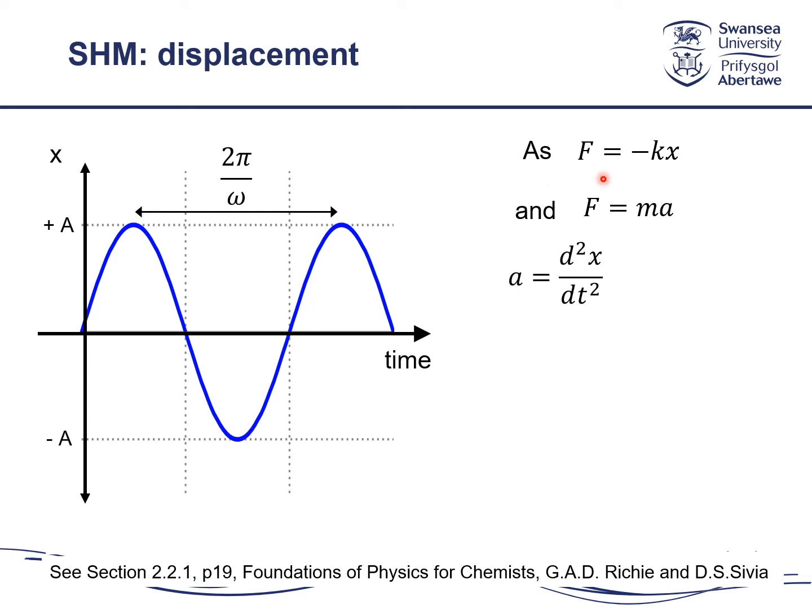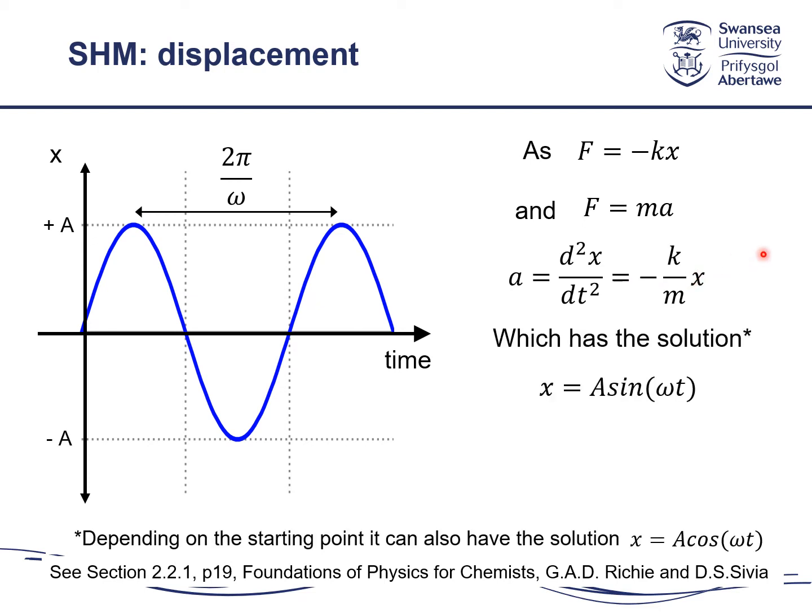As we've defined, force is equal to minus k times the displacement, and we also know that force equals mass times acceleration. From these two equations, we're able to define acceleration as being equal to minus k divided by m times the displacement. And whilst the solution to this equation is a little bit too lengthy for this presentation, the solution for x is equal to A sine omega t.